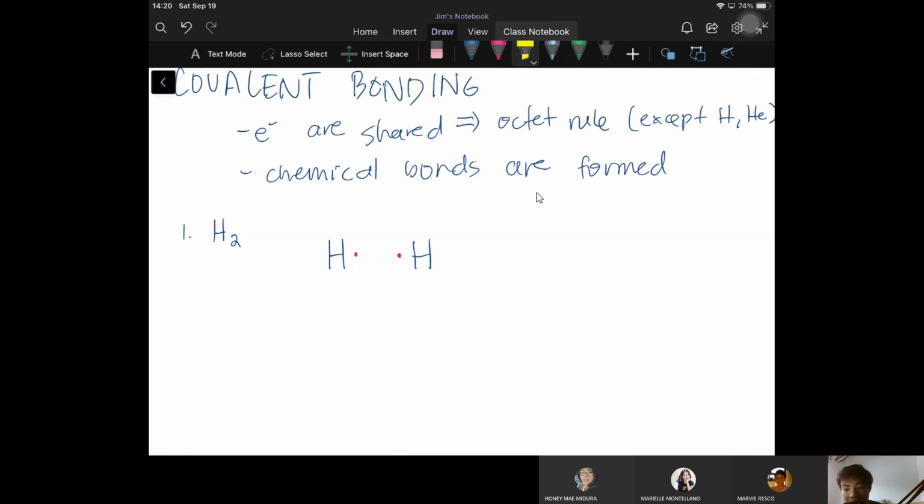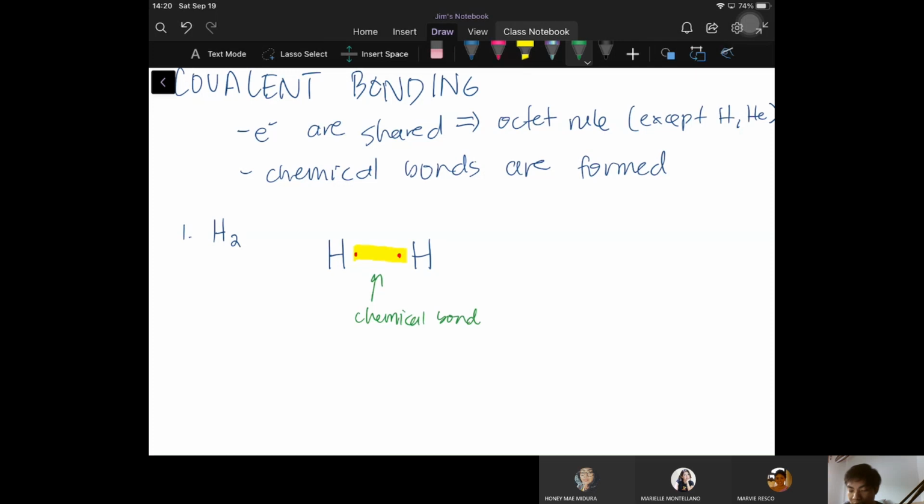So, again, chemical bonds, pinagdudugtong natin yung tig-isang electron. We connect the single electrons. So, connect natin yan. So, ayan. So, ano ginawa ko? I connected the two electrons, the two single electrons, at each end to form my chemical bond. So ito yung chemical bond ko.